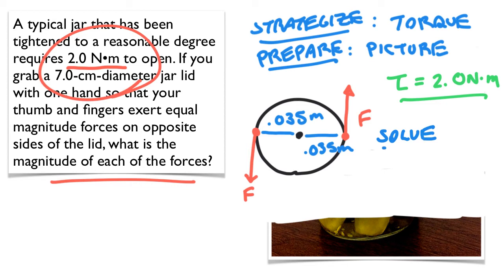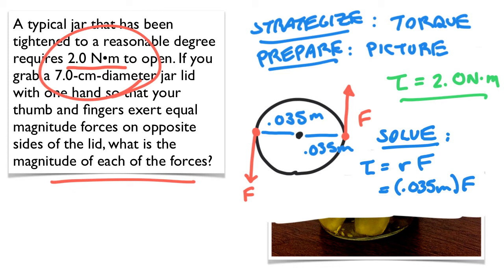Now for solving, I'm just going to compute torques. The torque due to the first force is equal to the distance times the force, r times F. The distance, of course, is 0.035 meters times my force F. Now I have a second torque due to the other force. I want to notice something about these forces. The force on the left points down. The force on the right points up. And so the net force is 0. The jar lid isn't going anywhere, but that's not your goal. Your job is to make it rotate.